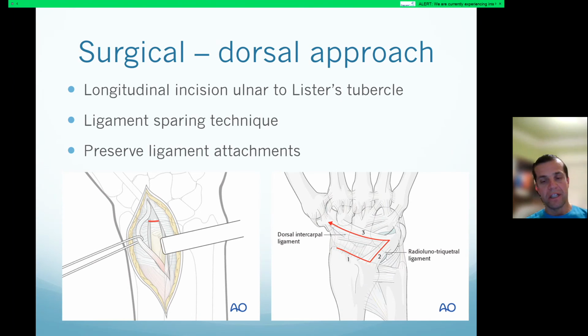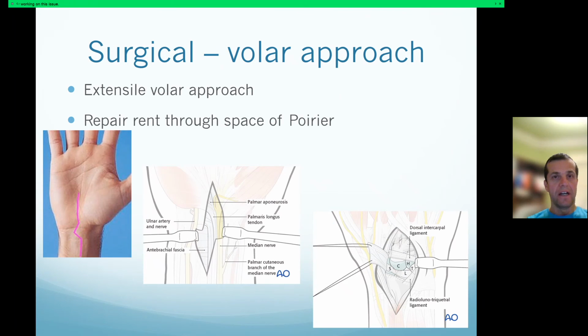Dorsal approach: it's a longitudinal incision, just ulnar to Lister tubercle, after retracting the finger extensors and the thumb extensor and exposing the dorsal capsule. Ligament-sparing incision should be made to preserve the ligamentous attachments. This exposes the dorsal carpus and allows all the needed repairs.